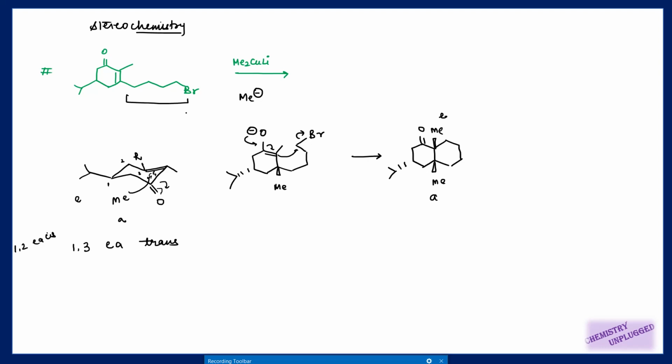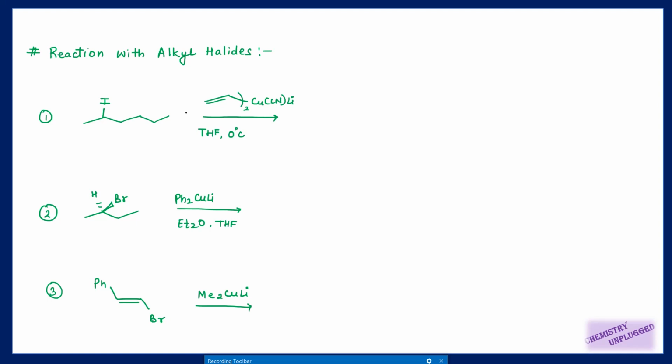And remember that in the case of cyclohexanone or decalin-type structures, axial attack is always favorable. That point we have also discussed in the Clayden book summary, that axial attack is always favorable, right? So if you can remember these few things, you can easily do this stereochemistry part. Then we will take the reaction of alkyl halides.